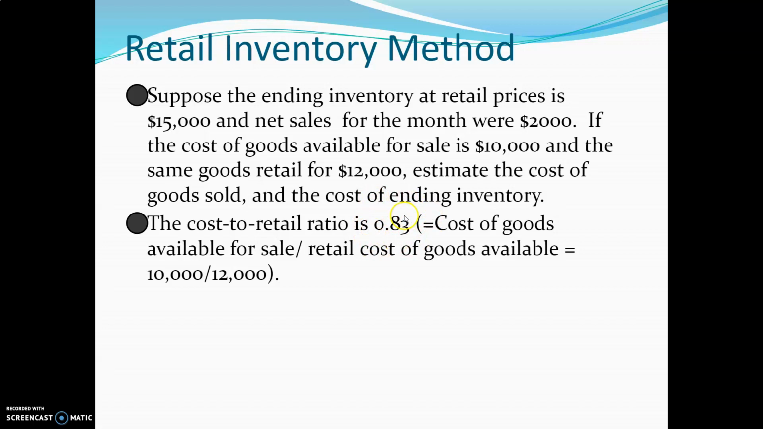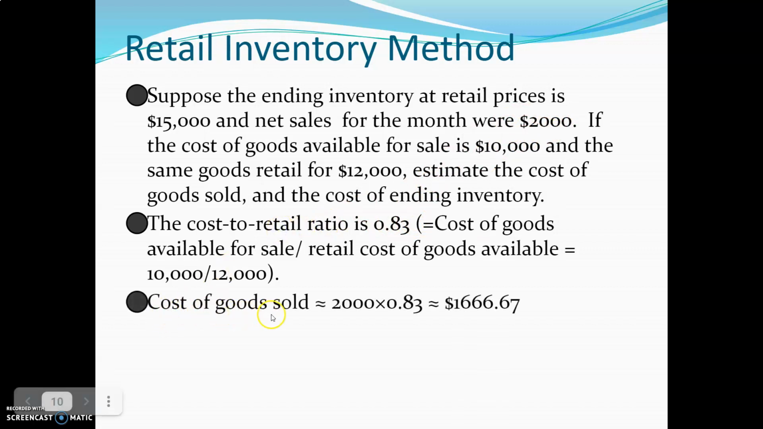Now, 83% or 0.83, if we end up selling $2,000 worth of net sales, then it tells us that roughly we should expect that 83% of this 2,000 will be the cost of goods sold. So we take that and we multiply it, and we end up getting cost of goods sold to be approximated as 2,000 times 0.83, which is approximately equal to 1,666.67.